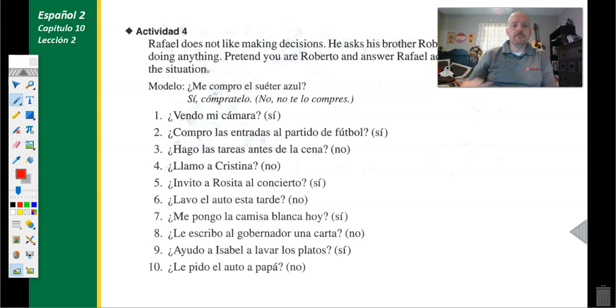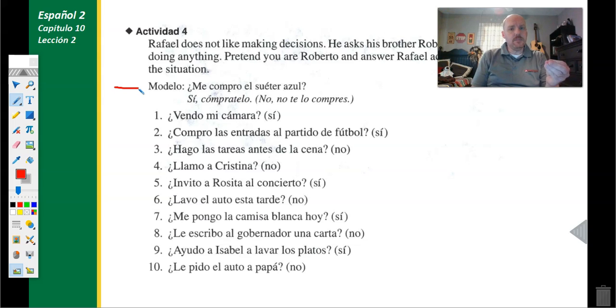So let's look at these. Let's look at the modelo. Me compro el suéter azul. Do I buy the blue sweater? Sí, cómpratelo. Yes, buy yourself it. Buy you it. Compra is the command form buy. That is the tú affirmative command. It's the regular él form of the verb comprar.